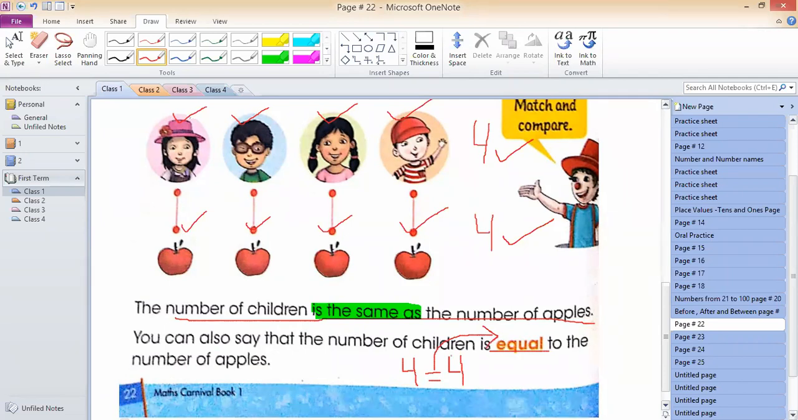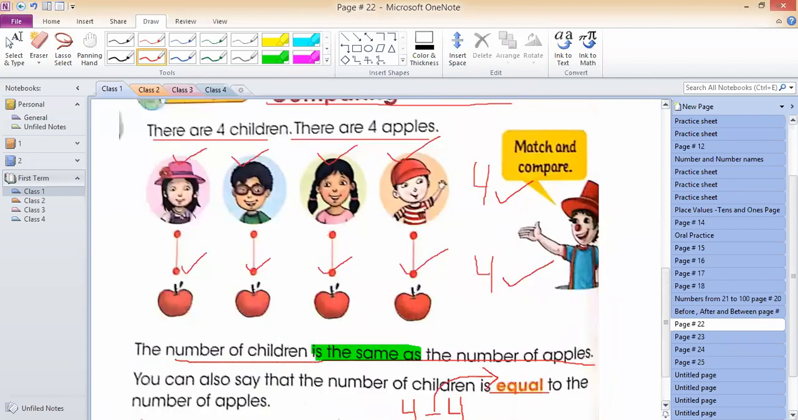4 is equal to 4. Both are the same, that means both are equal. So every child can eat 1 apple. Let's suppose there are 3 apples, and this apple is not there. So there are 3 apples. Now they are not the same.